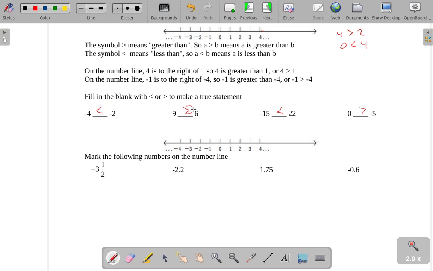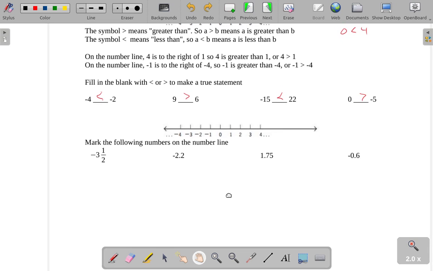Similarly, Pac-Man would rather eat the 9 than the 6, or he'd rather get the 22 than the -15. He'd rather gain 22 points than lose 15. And he'd rather stay still rather than lose 5 points. So this whole Pac-Man analogy works flawlessly for these signs. As far as remembering less than and greater than, those symbols, I don't know of any good, easy way to remind you of that, but at least this tells you which way the symbols go.